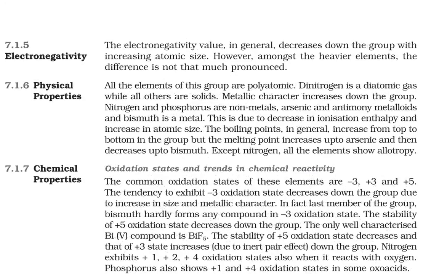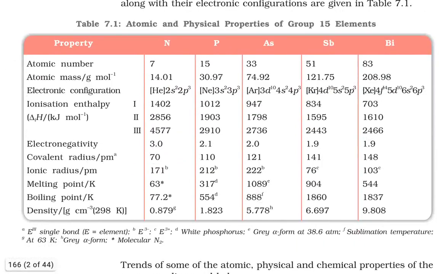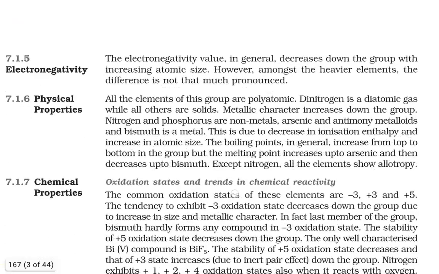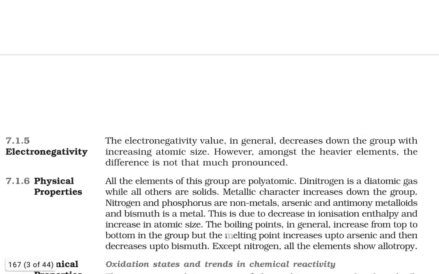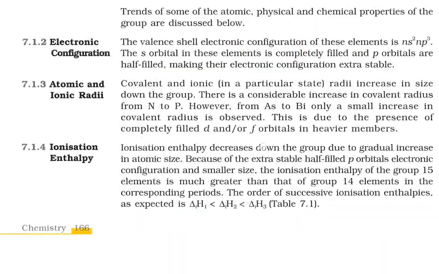So these are very confusing if read from here. If we refer to the table, it will be easy. Like we were reading about physical properties, if we move here and see, density, boiling point, melting point, ionic radius, all these are written here. You can refer to it. I am moving further.